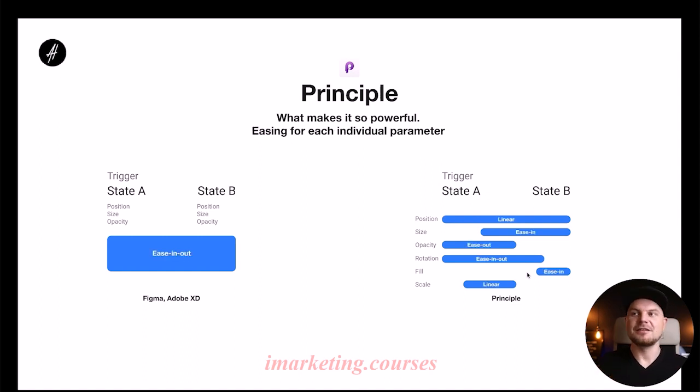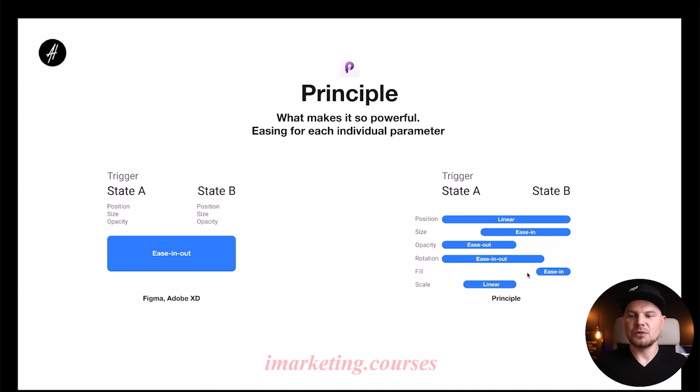The second thing is also the same kind of advantage: you can change timing for each individual parameter, but also you can change easing for each individual parameter. If you remember, in Figma, you can set easings only for the entire animation, from state A to state B, with ease in out. And that's it. That's the only thing that you can do.